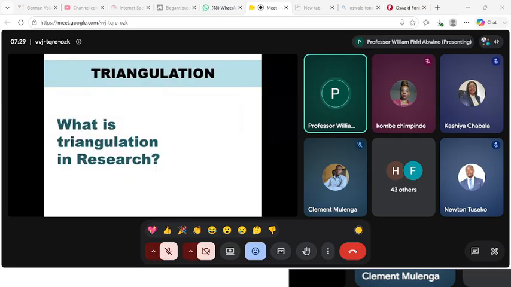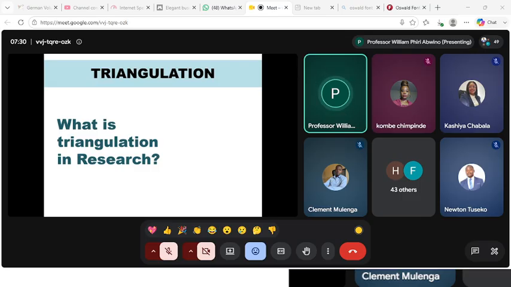Okay, so as you can see, what is critical in all these is triangulation. You want to triangulate at various levels. So you pick here, you pick there, and this is what constitutes mixed research methods.